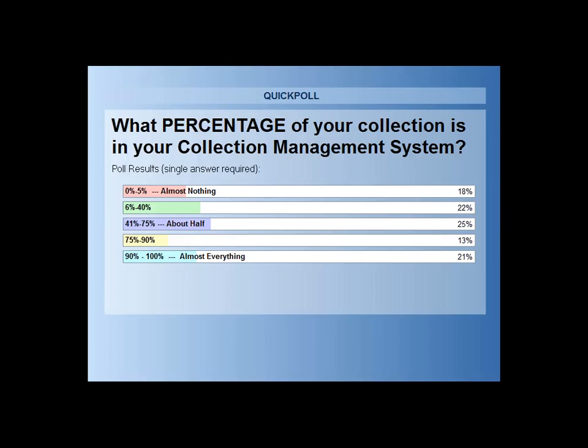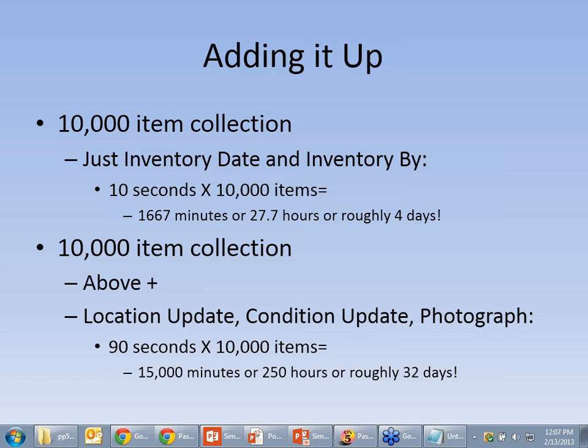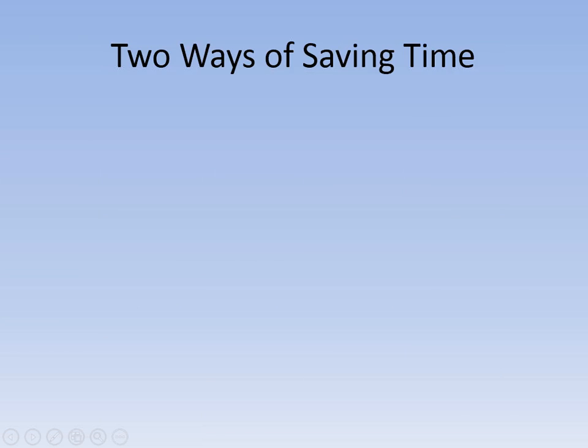This webinar is put on for the whole group, whether you have almost nothing in the software or everything in the software. But for those of you who have almost everything in the software, your inventory process is going to be a lot easier. All right, so I'm going to hide that and go back to our PowerPoint presentation. Adding it up, you can see that if we're doing a 10,000 item collection and we're just spending 10 seconds per record, it's going to take us 4 days. We do 90 seconds per record, it's going to take 32 days.